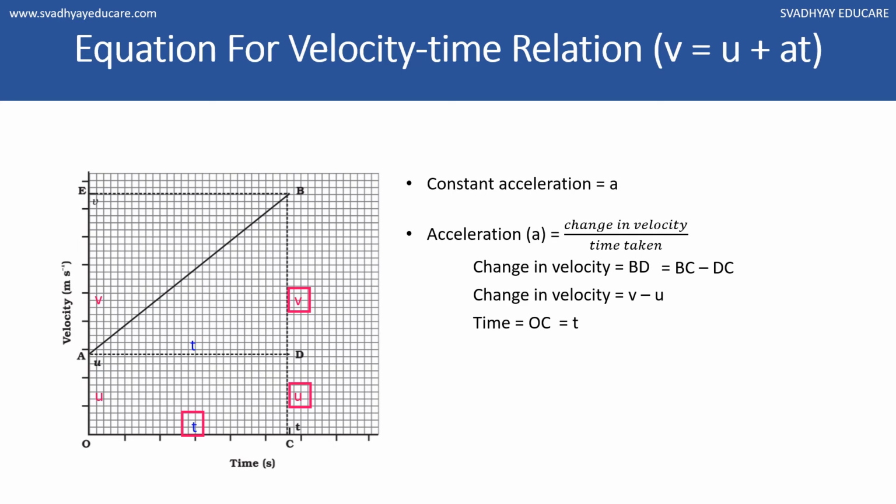Similarly AD is also equal to T, and therefore now we have acceleration is equal to V minus U upon T, or if you rearrange it you will find that we can write it as V is equal to U plus at. This is known as the first equation of motion.